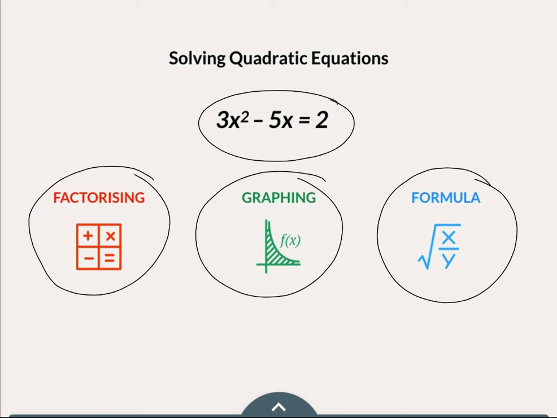Now, in this instance, that formula is overkill, but it's a nice way of reminding yourselves how to use the formula. Okay, so let's start with how we solve that equation by factorizing. So the equation we're looking to solve is 3x squared minus 5x equals 2. Now, the first thing we need to do is get all the terms over on the left-hand side. So we have 3x squared minus 5x minus 2 equals 0. Now we can go about factorizing it.